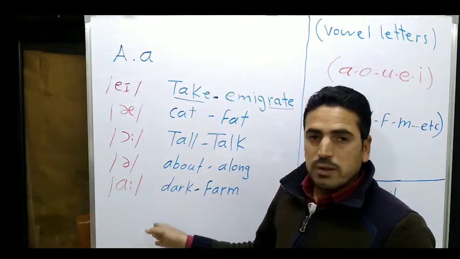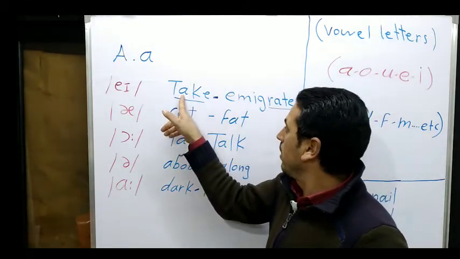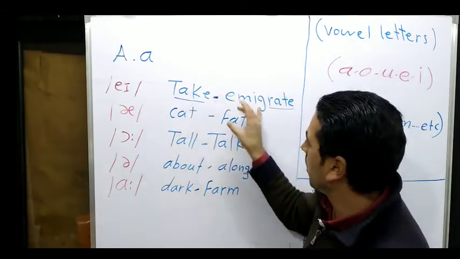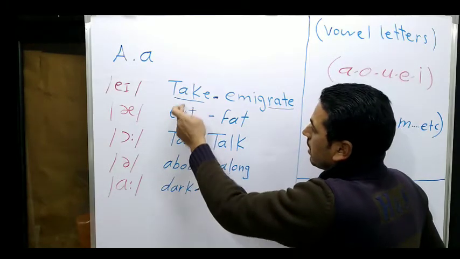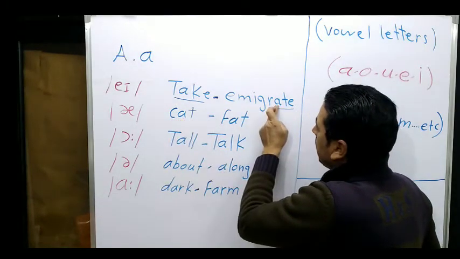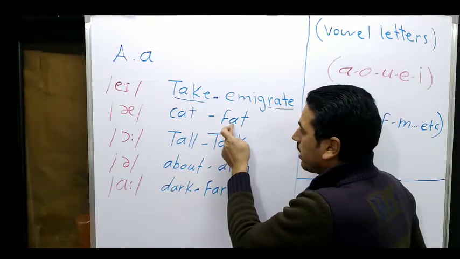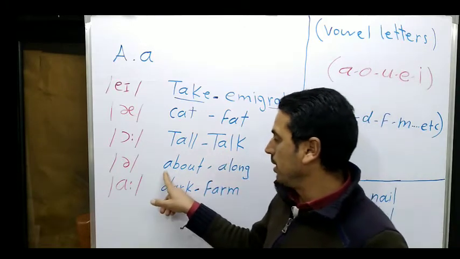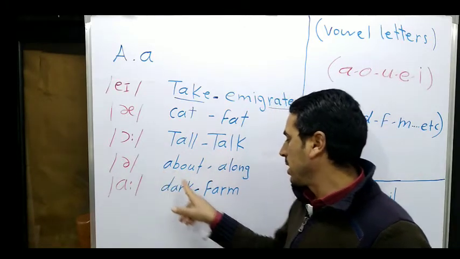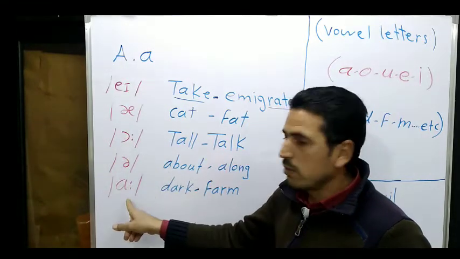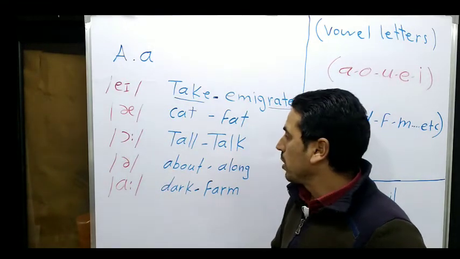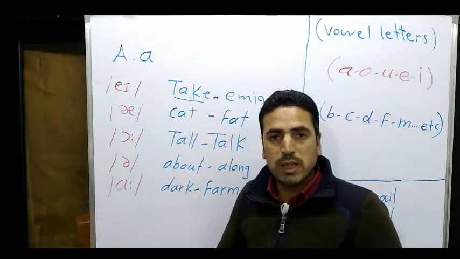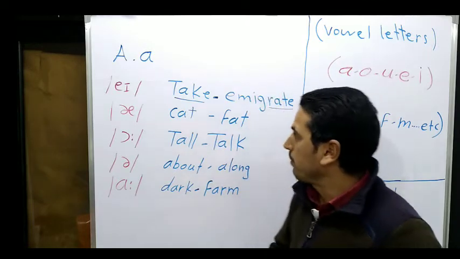Why do these changes happen? Why do we pronounce A in every two words differently from the others? A here is not the same sound as A here, and not the same as A here. So we have 5 sounds. Why did this happen? Because we have vowel letters, and these vowel letters make changes in the pronunciation and meaning.